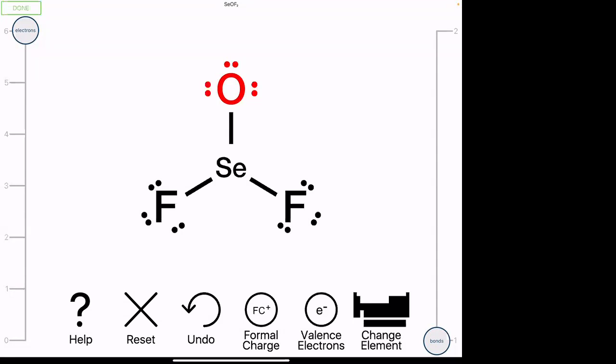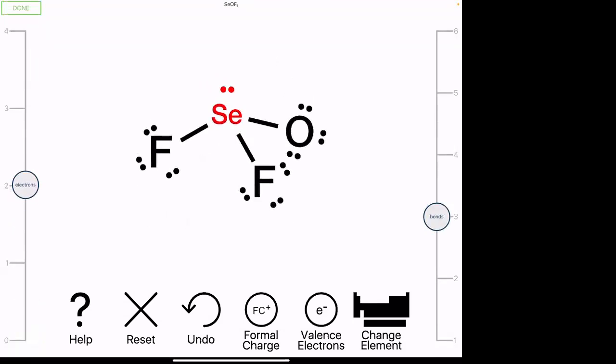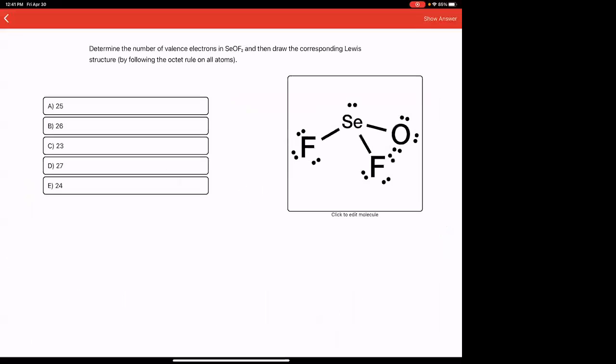And once we've gone around the outer atoms, where do we go next? The center. Got one more to do. So I'm going to click on the selenium and put a pair of electrons on the selenium. Now, this isn't necessarily the best Lewis structure, but this is satisfying the requirements of the problem, right? The problem said, make sure everybody gets an octet. Okay, so let's see if that's what we did. There it is.